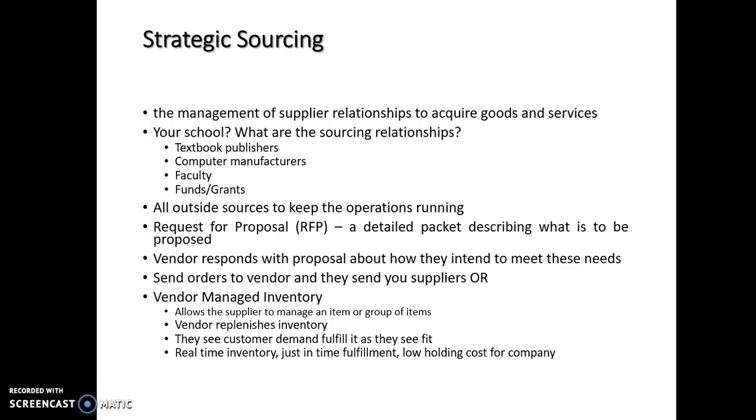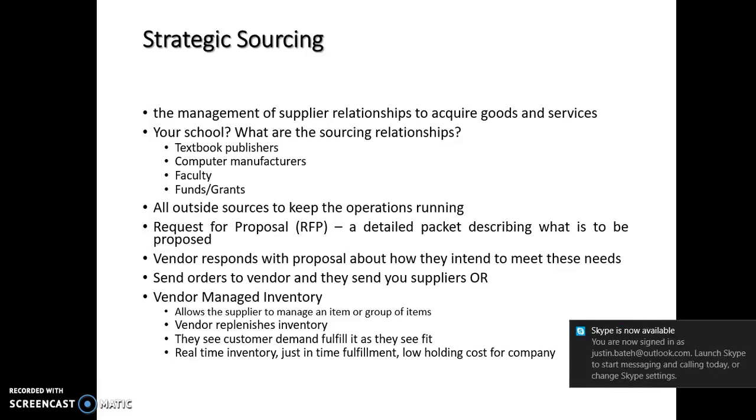Oftentimes, companies will submit a request for proposal, a detailed packet describing what is to be proposed from a vendor. The vendor responds with a proposal about how they intend to meet those needs, and then we can start sending our orders to the vendor, or we can use what we call vendor managed inventory. Vendor managed inventory allows the supplier to manage an item or groups of items, where the vendor replenishes inventory. They are able to see customer demand and fulfill it as they see fit. It all happens in real time. We're able to get to just-in-time fulfillment and hopefully reduce our holding costs.